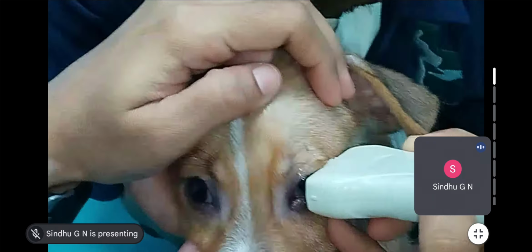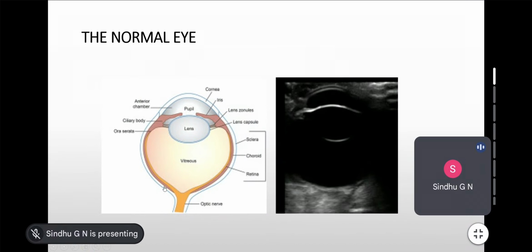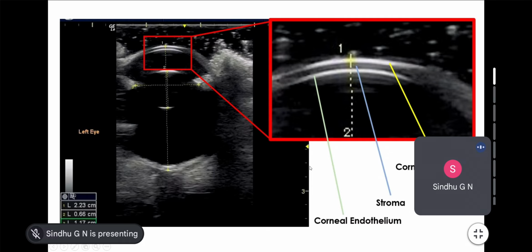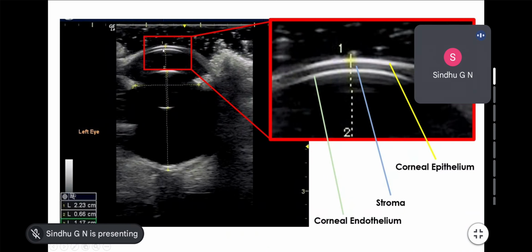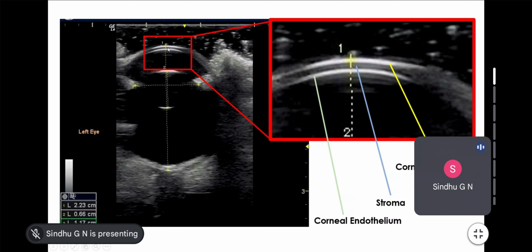So how do we see a normal eye on ultrasonography? See the normal eye, we can compare. This is the standoff pad. The first layer we see is the anterior corneal epithelium. Then in between, the corneal stroma. And the second line is the corneal endothelium. This much clarity might not be there with the 7.5 megahertz transducer. We need 20 megahertz at least to get this clear a view.